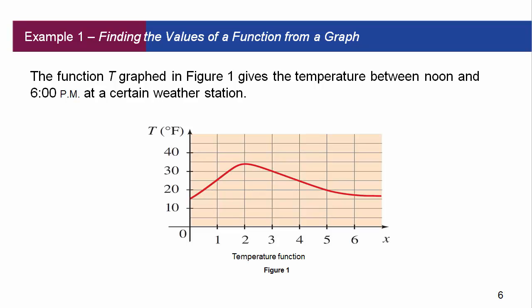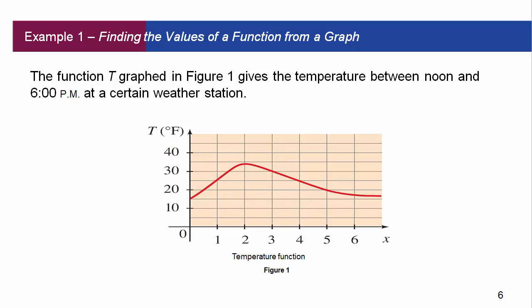So here's a typical example. If we have a temperature function where it's temperature between noon and 6 p.m., where noon is considered 0, so it's hours past noon, then 6 p.m. is just 6 hours past noon. And we can see from the graph that it reached its maximum at 2 p.m. That's one thing we could figure out from it. And if we look more closely, we can see that that maximum looks like about 34.